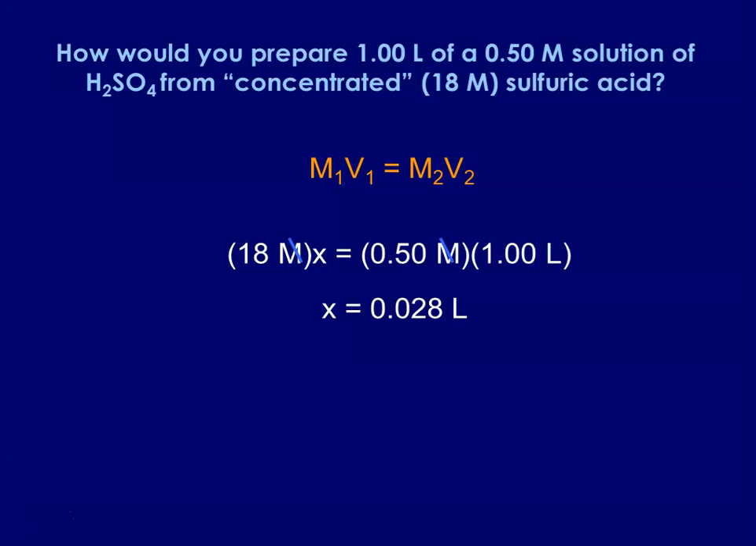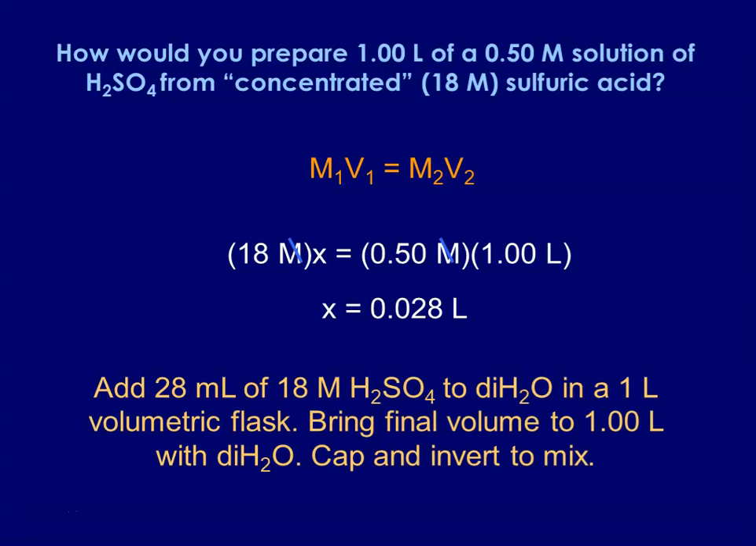Now, remember, we do not add water to acids. We add acids to water. We want to make a 1 liter solution. So we're going to add that 28 mL of 18 molar H2SO4 to some water in a 1 liter volumetric flask, since that's the amount of solution we want to prepare. We will keep adding water until we get the final volume up to that calibration mark of 1 liter. And then we're going to cap it and we'll invert and mix our volumetric flask to make sure that we truly have prepared a homogeneous solution.